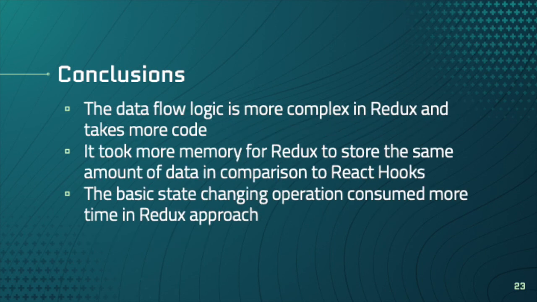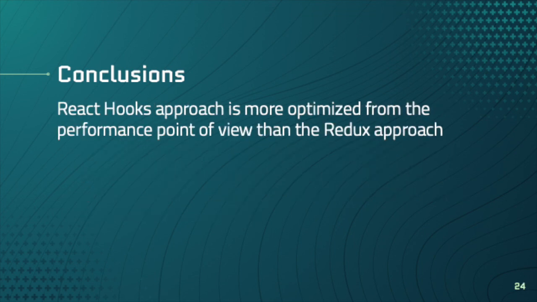The study showed that creating the data flow logic is more complex in Redux and takes more code. Also, it took more memory for Redux to store the same amount of data in comparison to the React hooks approach. The basic state changing operations consumed more time in the Redux method. To sum all up, it can be concluded that the React hooks method is more optimized from the performance point of view than Redux. In case of high importance of application performance, it is not recommended to choose Redux as a state management library in React single-page applications.